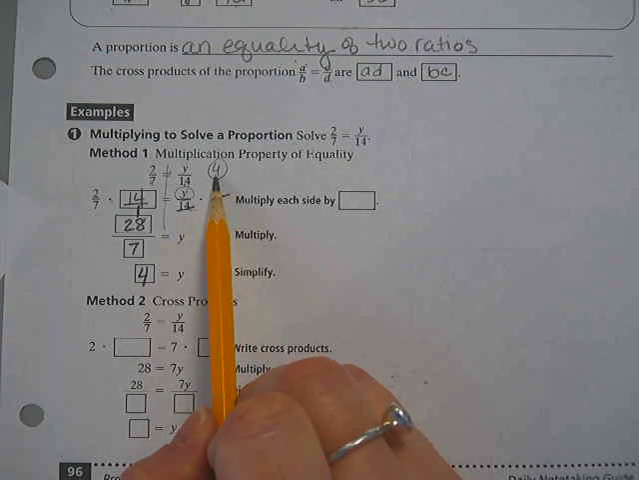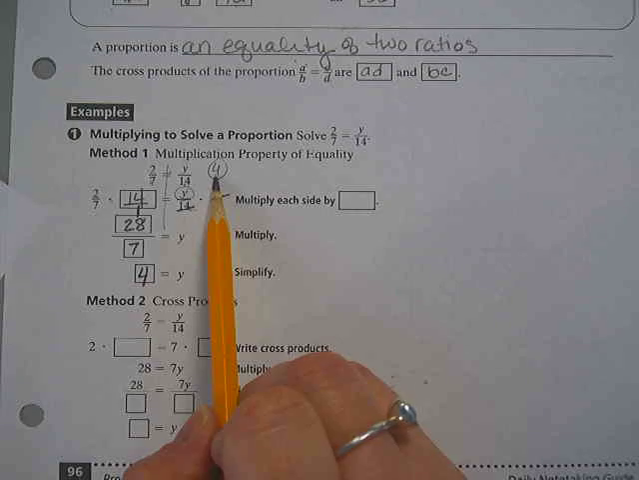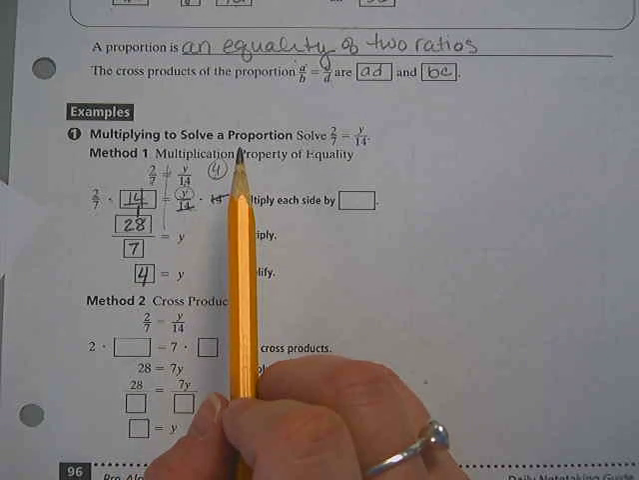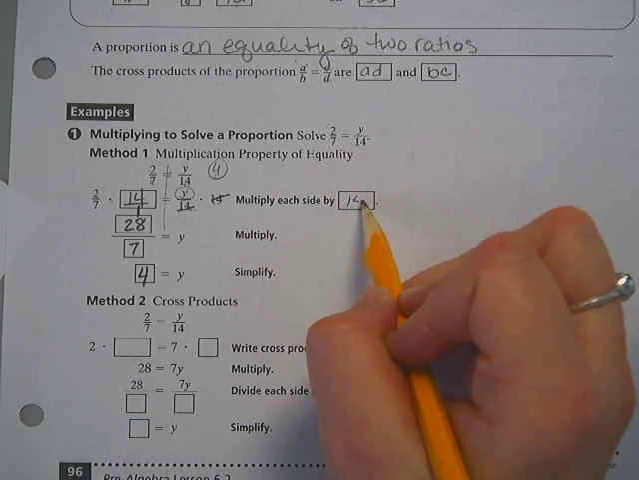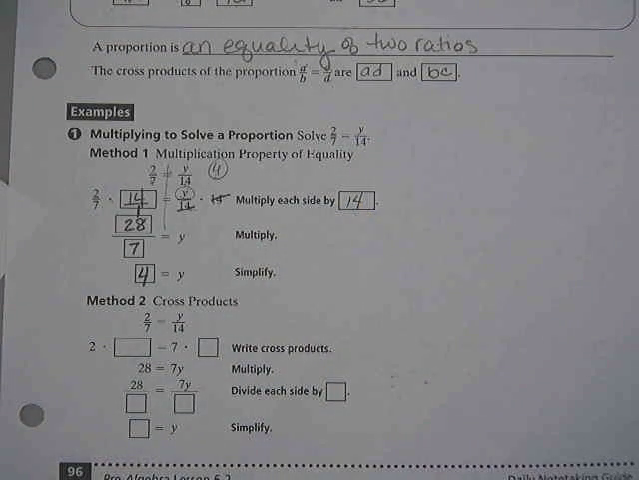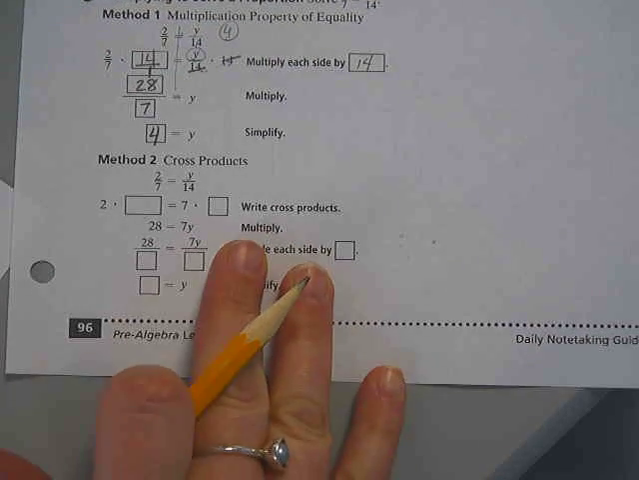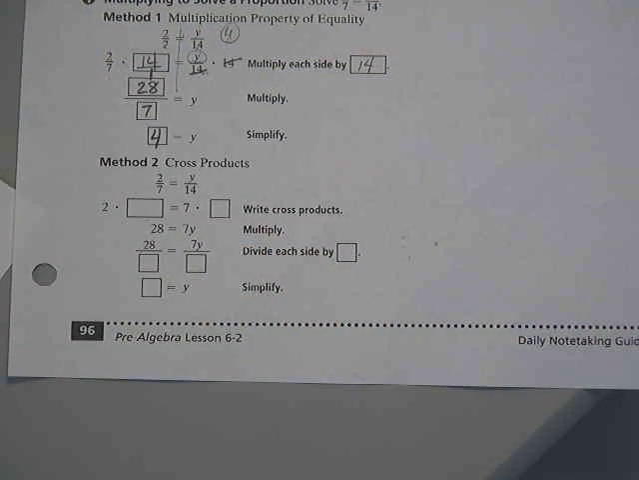Is that what we thought we were going to get? We thought we were going to get 4. 2 times 7 is 14. So we multiplied each side by 14.